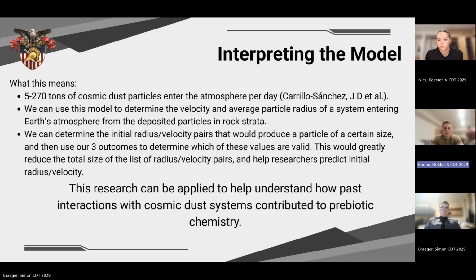So what does this mean for us as a real-world interpretation? 5 to 270 tons of cosmic dust particles enter the atmosphere every day, so this is a greatly substantial amount. And basically what we can use this model to determine is the velocity and average particle radius of a system entering the Earth's atmosphere from the deposited particles in rock strata. And we can then use that model to determine the initial radius-velocity pairs that would produce a particle of a certain size, and then use our three outcomes to determine which of these values are valid.